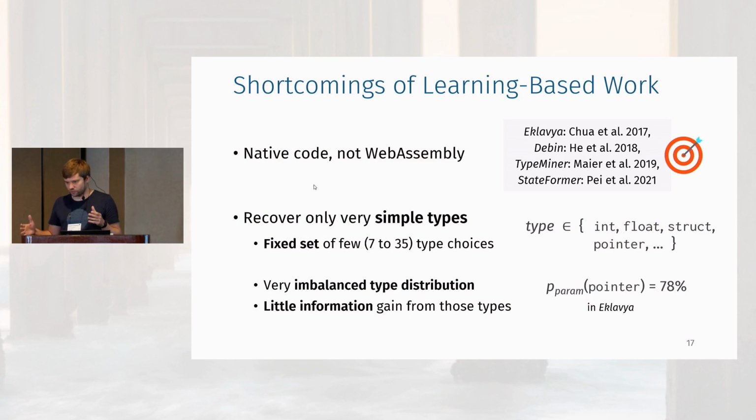A consequence of this simple type representation is that the type distribution is very imbalanced and very biased. In particular, for this Eklavya work from 2017, roughly 80% of all samples of parameter types are pointers to begin with. So if this type prediction approach gives you the information that this is a pointer, you didn't gain a lot of information, right? So it's more interesting if the type distribution is flatter and more diverse.